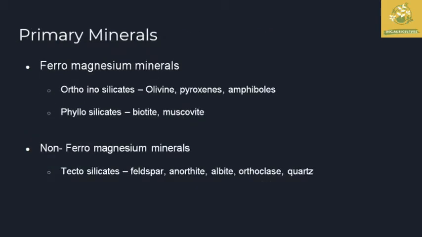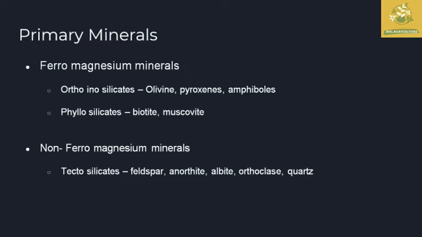Now the first one, primary minerals. While looking at the primary minerals, we can further classify them into 2 types. The first one is ferro-magnesium minerals. You can remember them as the mineral or rock compositions that combine minerals of ferrous, so iron minerals are present in these. In this ferrous group, we can even classify it into 2 types: the ortho-silicates as well as phyllo-silicates. So these are the 2 types.